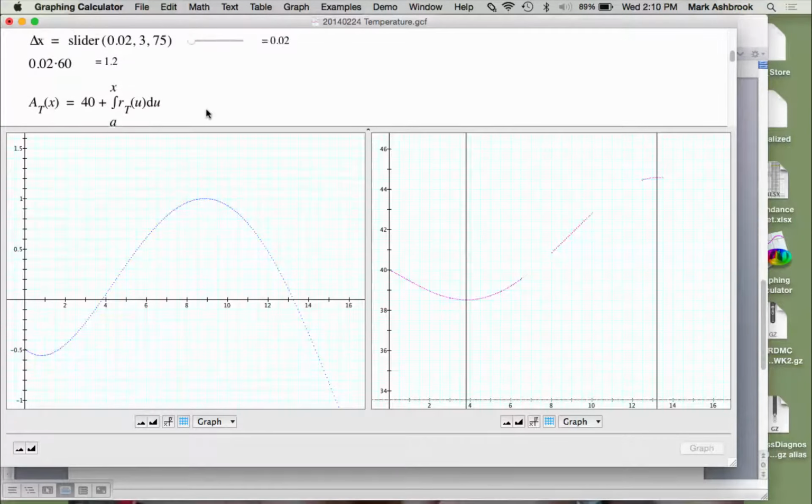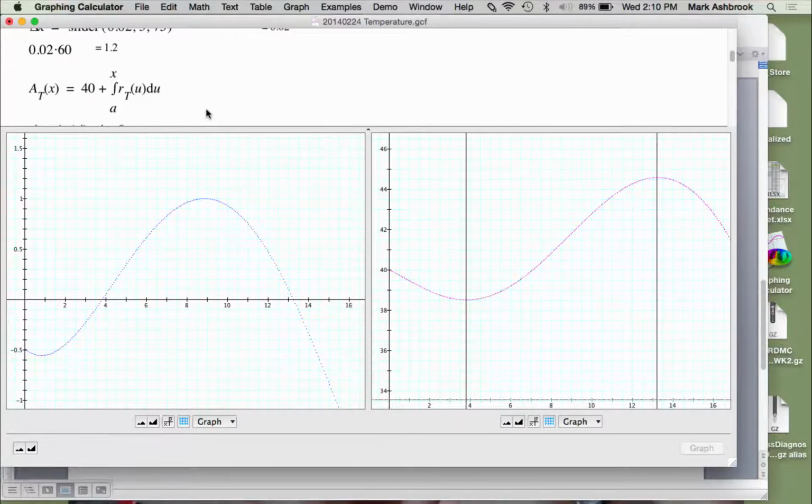Okay, so there is changes of 0.02 minutes. And you can see all those constant rates for those moments of 0.02 minutes are doing a very, very good job of replicating our real exact rate function, and therefore the approximate accumulation function is looking like it's converging on a curve, right? It's converging on a curve.